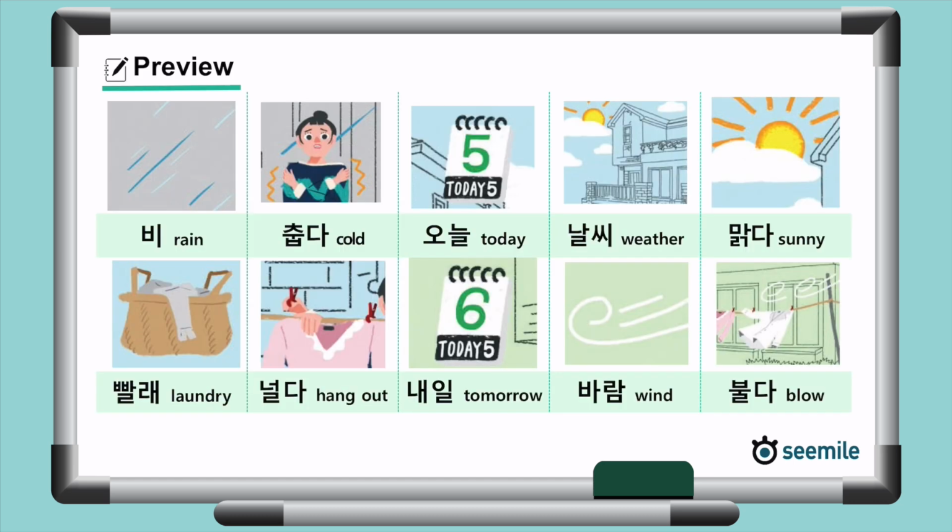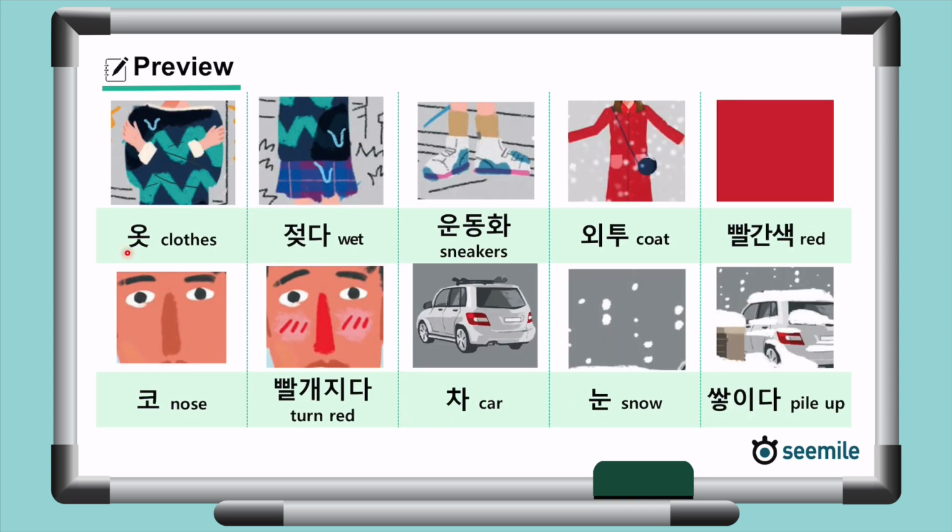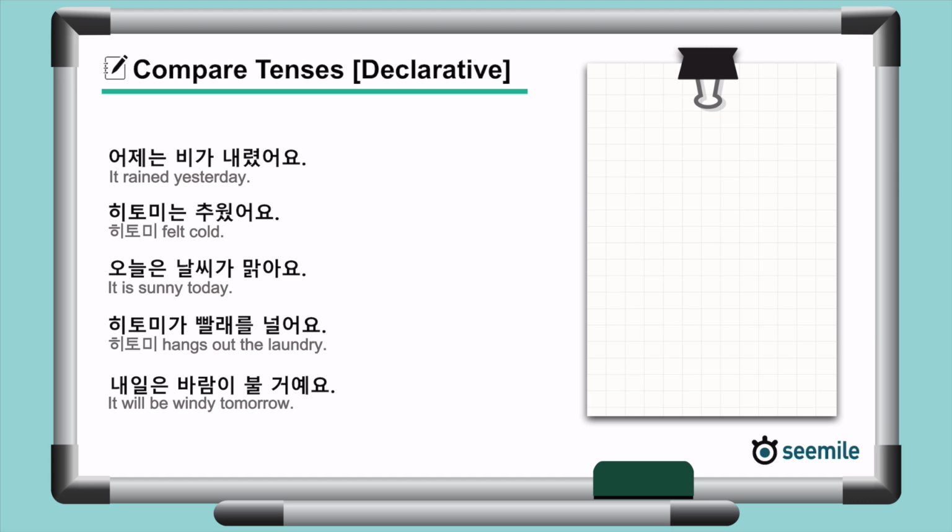Please repeat after me out loud to help with retention. 비, 춥다, 오늘, 날씨, 막다, 빨래, 널다, 내일, 바람, 불다, 옷, 젖다, 운동화, 외투, 빨간색, 코, 빨개지다, 차, 눈, 쌓이다. Good job! Now let's review how to create declarative forms.